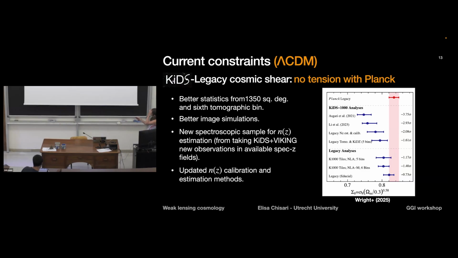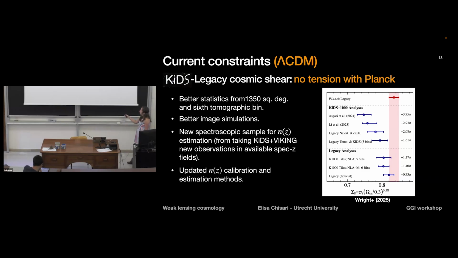Then for the legacy analysis, so this is the old KiDS-1000, if you apply the analysis pipeline that we used for legacy to the KiDS-1000 data, this is what you get with 5 bins. If we go from 5 tomographic bins to 6 tomographic bins, going further in redshift up to redshift 2, then we constrain S8 a little bit better.